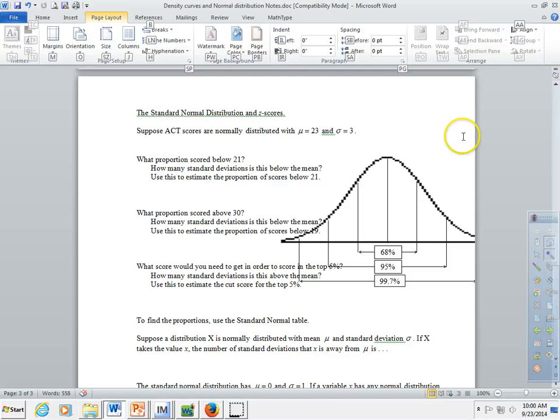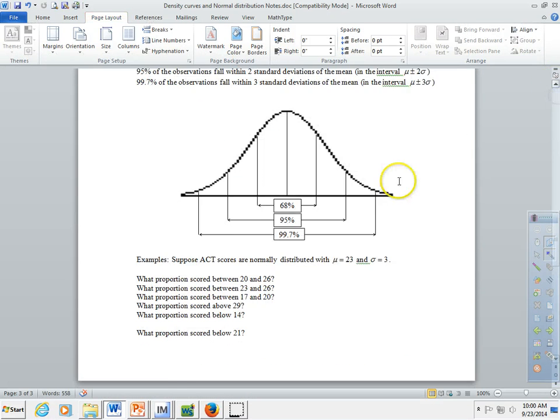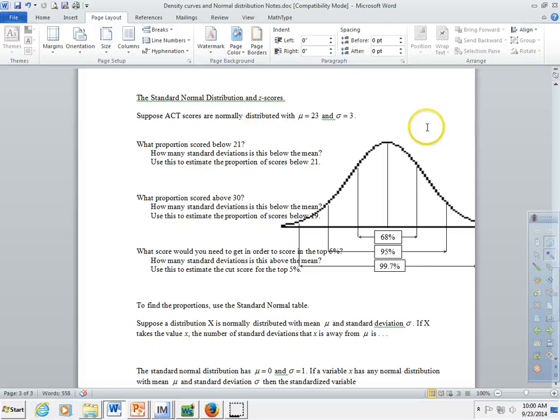Back to your notes online for AP Stats. Going to continue talking about normal curves, normal distributions. And last night we talked a little bit about how to use the empirical rule, the 68, 95, 99.7 rule, to help us find proportion of individuals or proportion of observations in certain intervals under that curve. And they all corresponded to standard deviations, right?